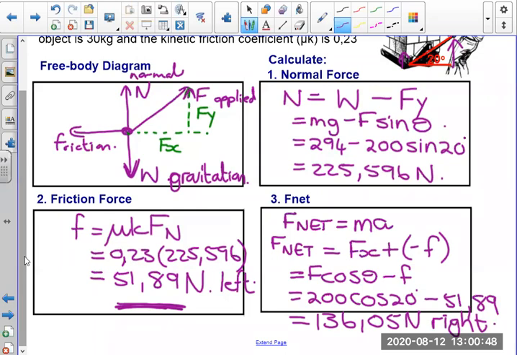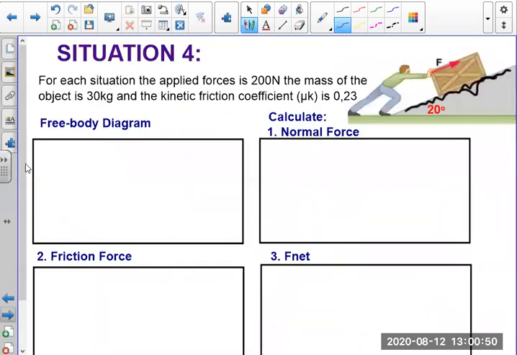All right. The next situation is situation 4. Now we have a slope. And be careful for this one, because they always tend to forget one certain force when you are busy with the object that is going on a slope. Now, still I said, for each situation, we have applied force of 200 newtons. The mass of the object is 30 kilogram, and the kinetic friction coefficient is still 0.23.